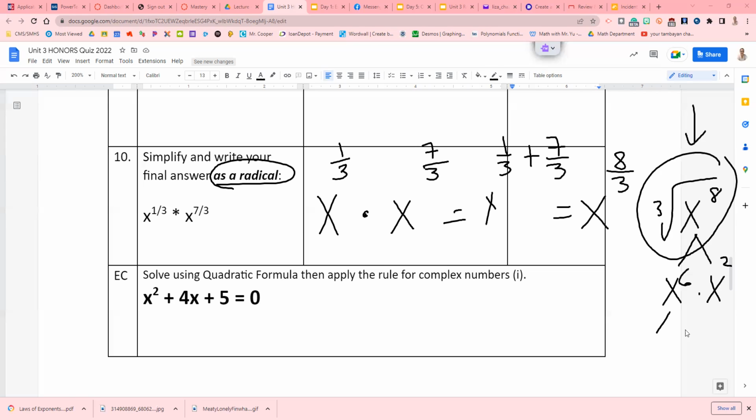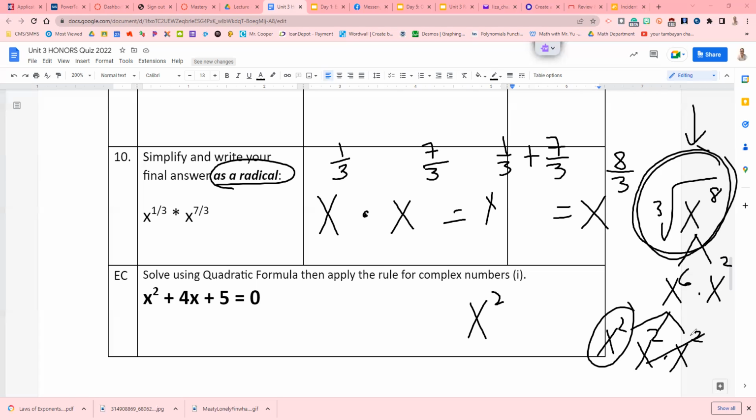So x to the 6 would give you x cubed, x squared, and then x squared. Cancel 2, take 1. So the other answer aside from cube root of x to the 8 is x squared cube root of x squared. Either of these two will be correct. Okay?